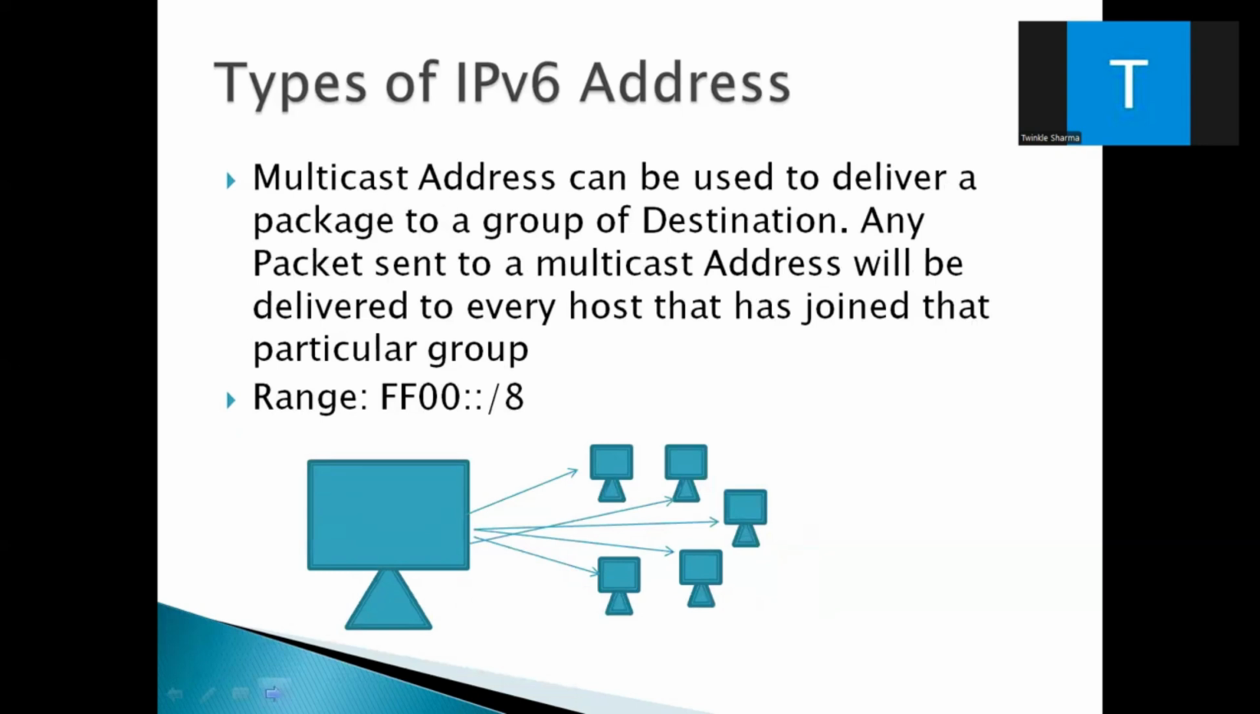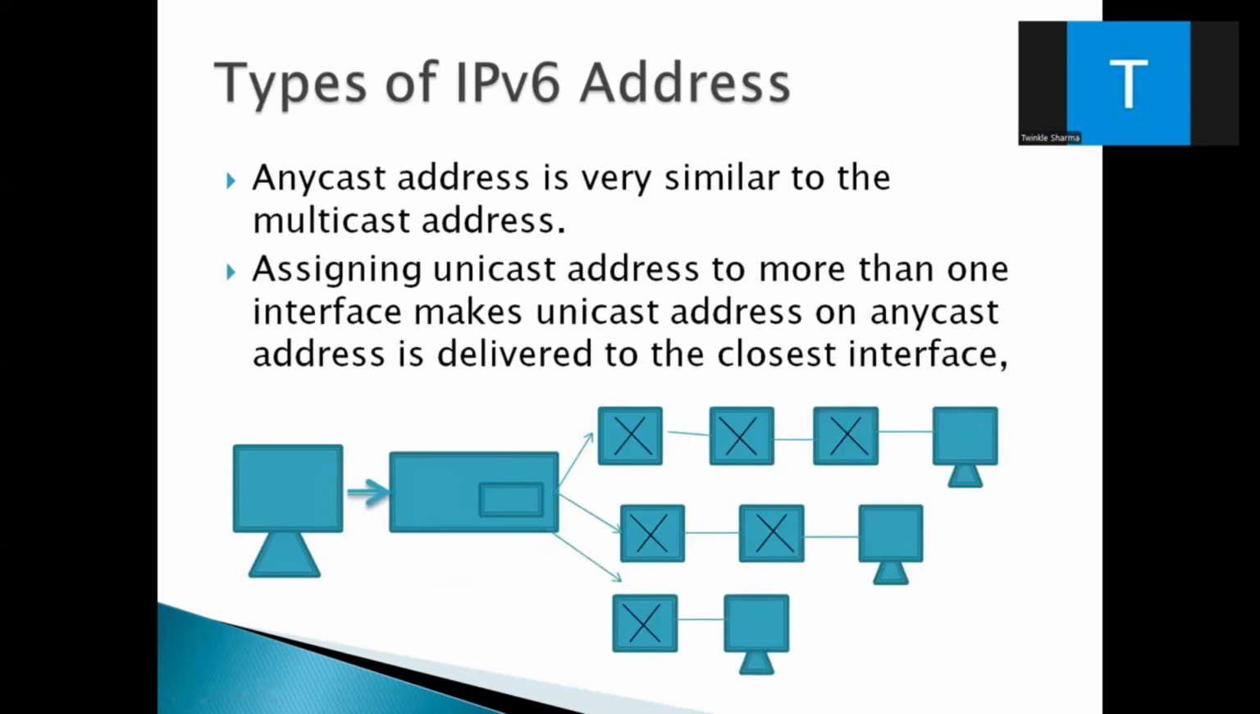Then we have the multicast address, which can be used to deliver a packet to a group of destinations. Any packet sent to a multicast address will be delivered to every host that has joined that particular group. So if a person joins a particular group, the person will get the data. The packet is sent to the multiple persons who have joined that group. The range of this is FF00::/8.